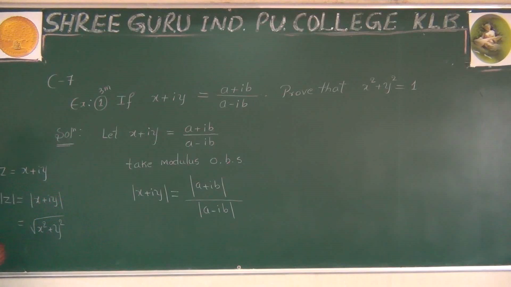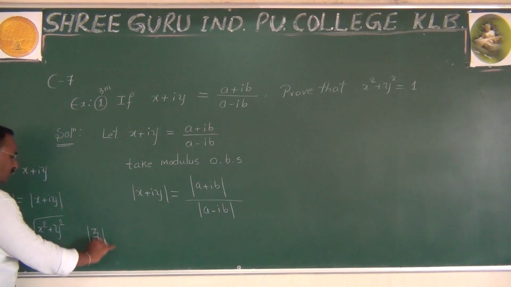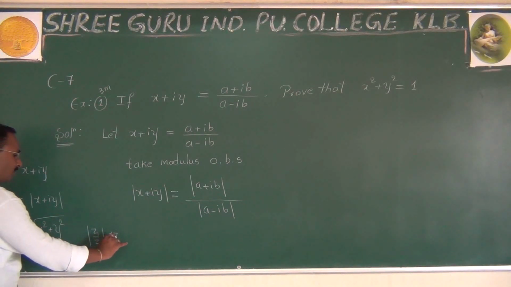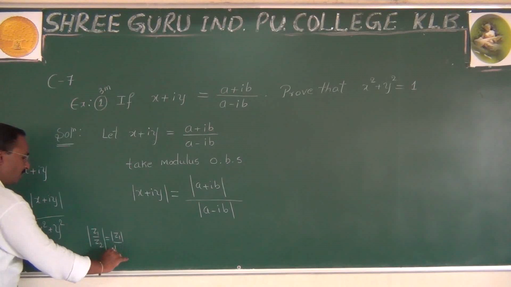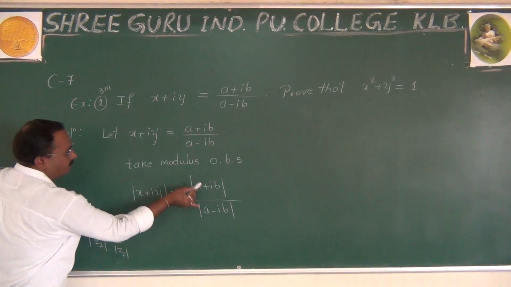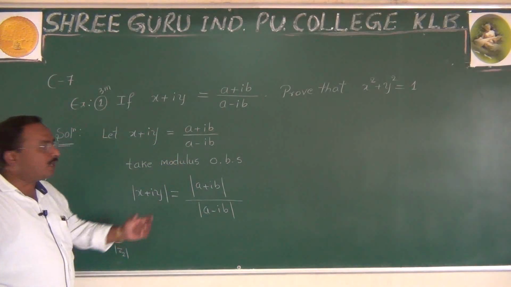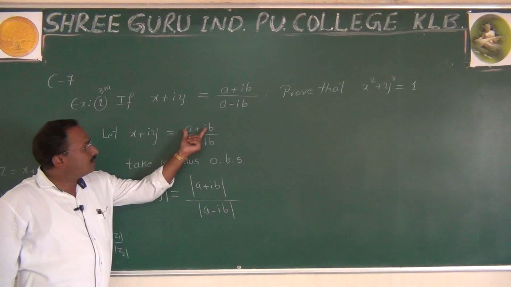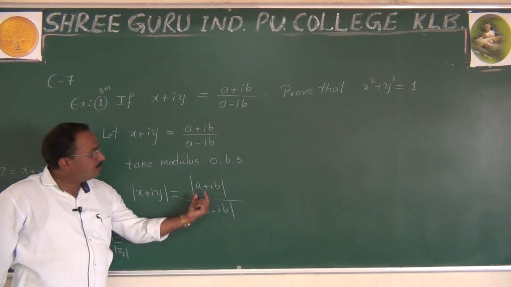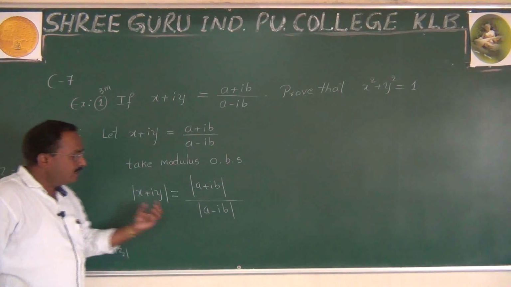Do you know that? The modulus of z1 by z2, note number 2, is equal to the modulus of z1 divided by the modulus of z2. Or, note number 1, the modulus of z1 by z2 is the modulus of the numerator over the modulus of the denominator. Those are the properties of modulus.